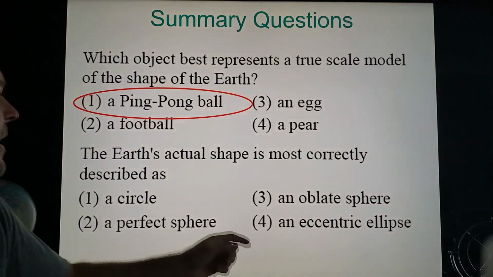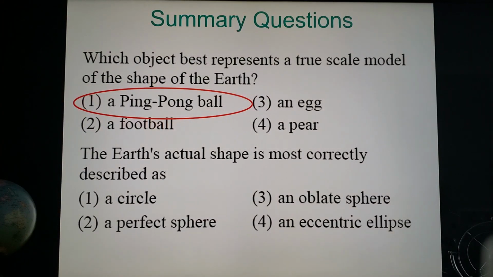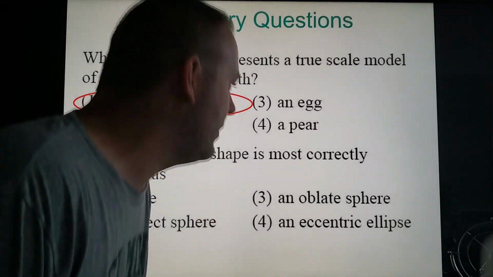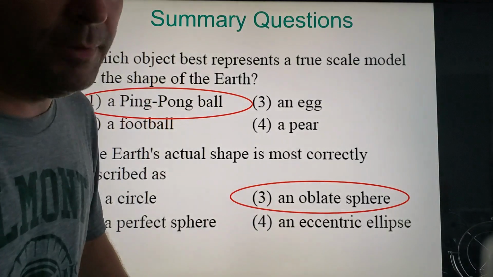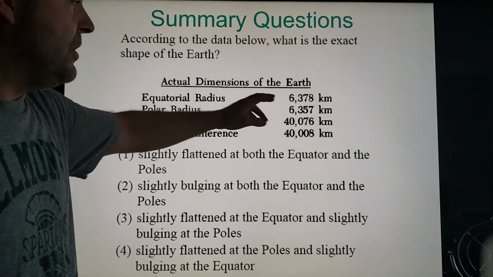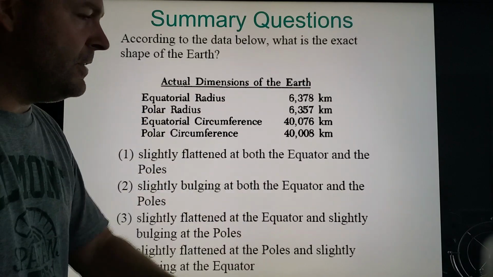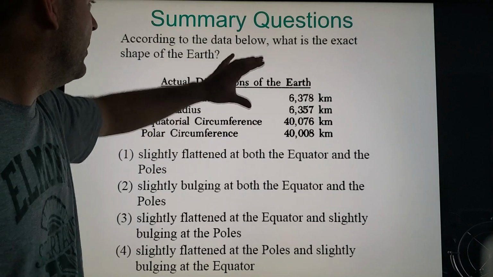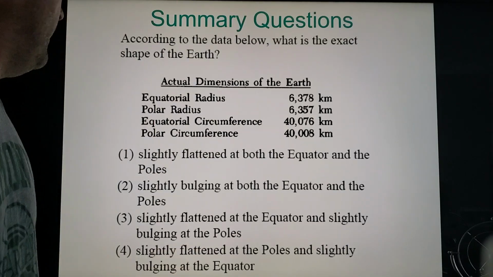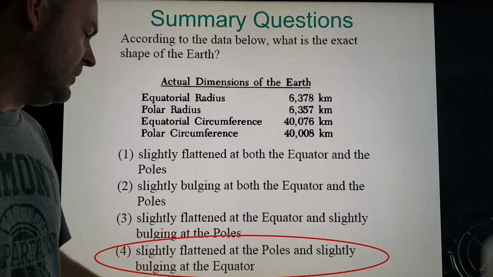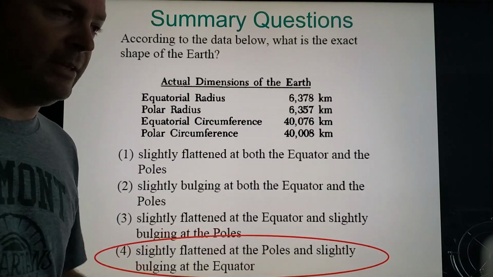Okay? The actual shape most correctly described as, well, again, this is actual. Okay? So that's the one you got to go with, the oblate, the slightly oblate spheroid. All right? These are those numbers that you just had in your notes as far as diameters and circumference. Based on these numbers, what does it support? Well, obviously that would have to be your slightly flattened at the poles, bulge to the equator, the slightly oblate spheroid.